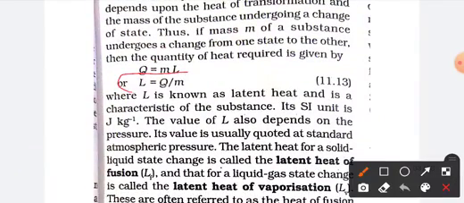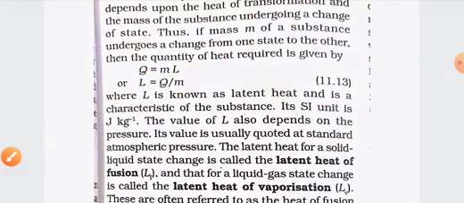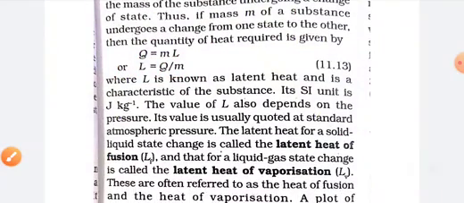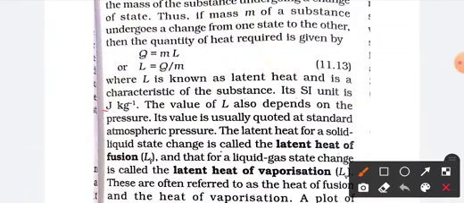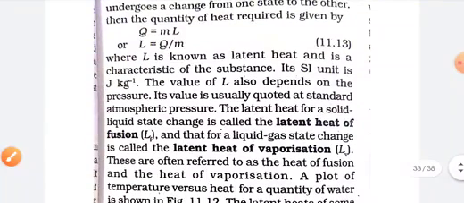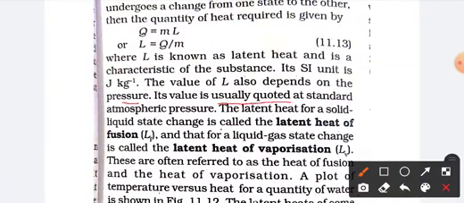That means latent heat can be given by Q upon m. This Q is the heat required to change the state, where L is known as the latent heat and it is a characteristic of a substance, and its SI unit is joule per kg, because it is Q upon m. Q is the heat, mass is in kg, so joule per kg. The value of L also depends on the pressure. Its value is usually quoted at standard atmospheric pressure, the normal value we are using now.